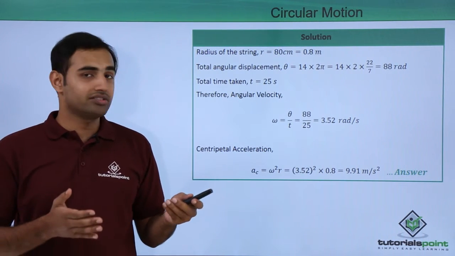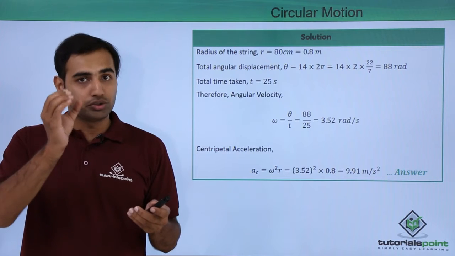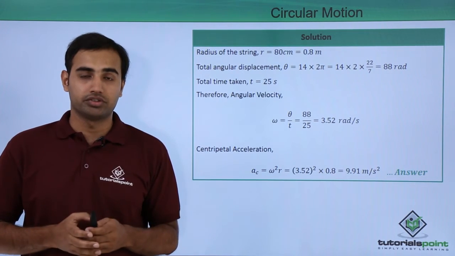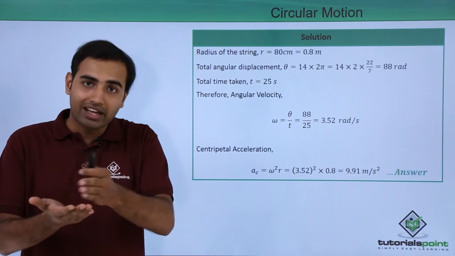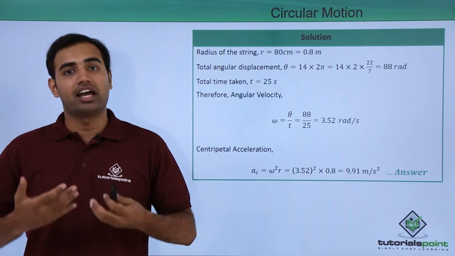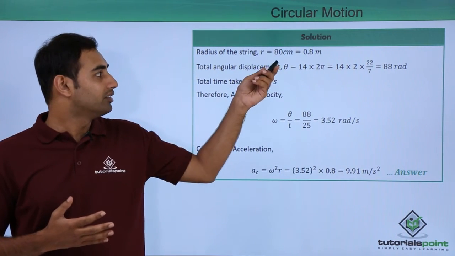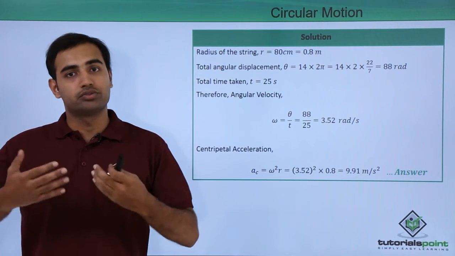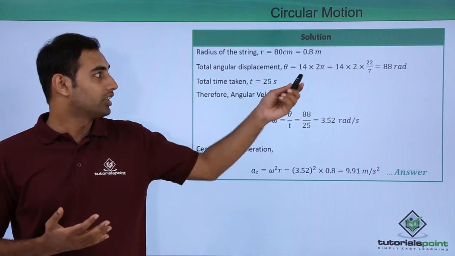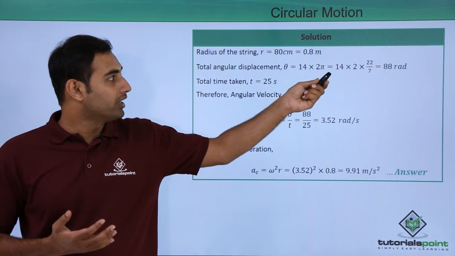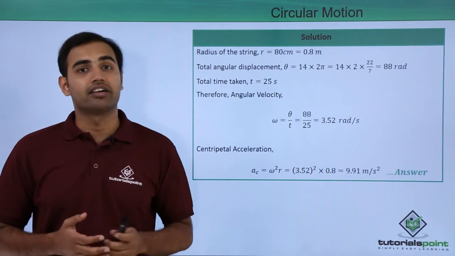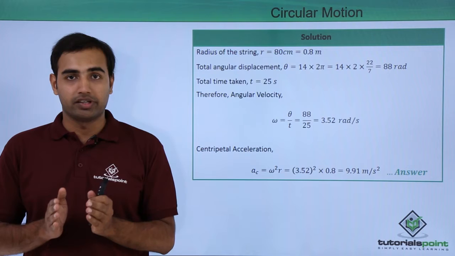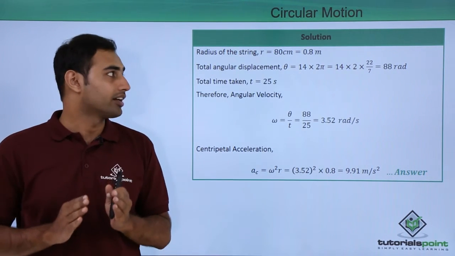The problem also says that the ball or the stone in this case makes 14 revolutions. So we can calculate how much angle it has traversed by calculating the angular displacement. So angular displacement will simply be 14 into 2 pi because every revolution has 2 pi radians traversed in it. So it will come out to be 28 pi, which can be solved into 88 radians. So total angular displacement for the stone is 88 radians.